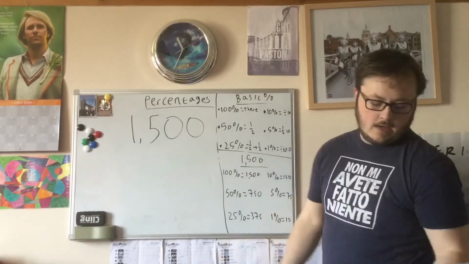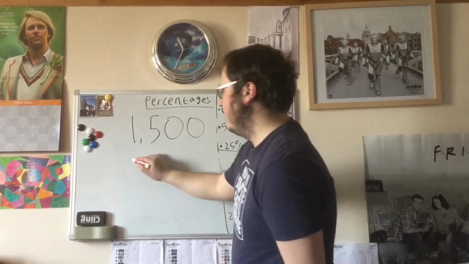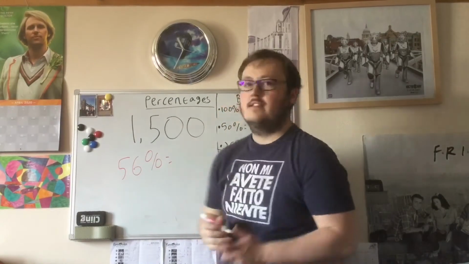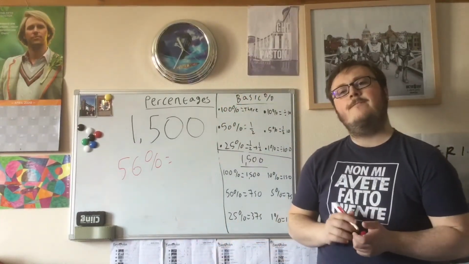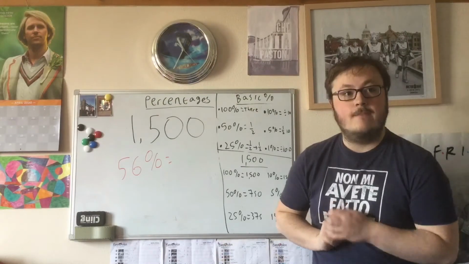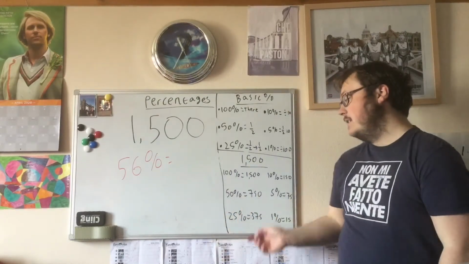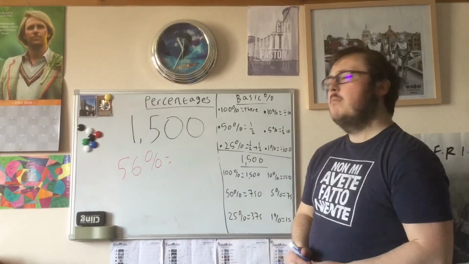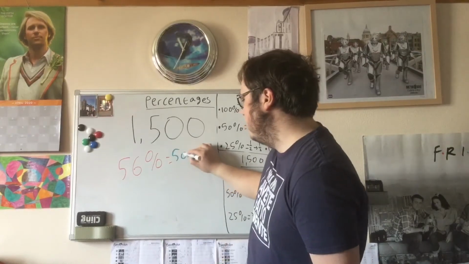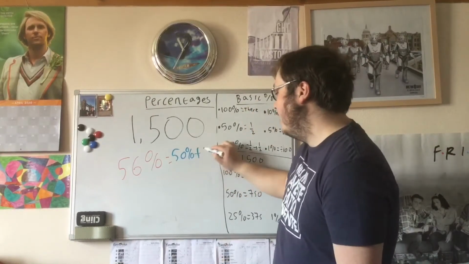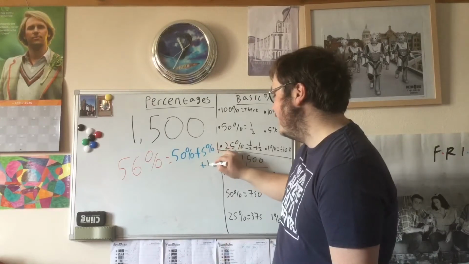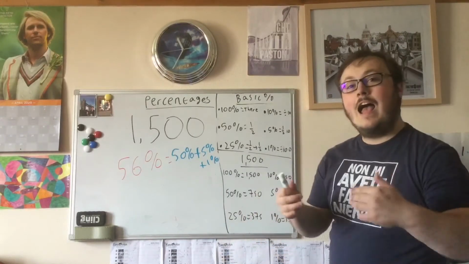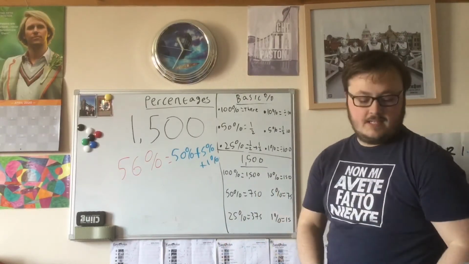But again, that could still be a pure coincidence. That could have just been luck. So what about a number like 56%? How could we find 56% out of 1,500? Which of these basic percentages could we use to get that? Now, the easiest way, in my opinion, is if we have 50%, add 5%, add 1%. Sorry, I didn't have enough space. If we have 50%, add 5%, add 1%.